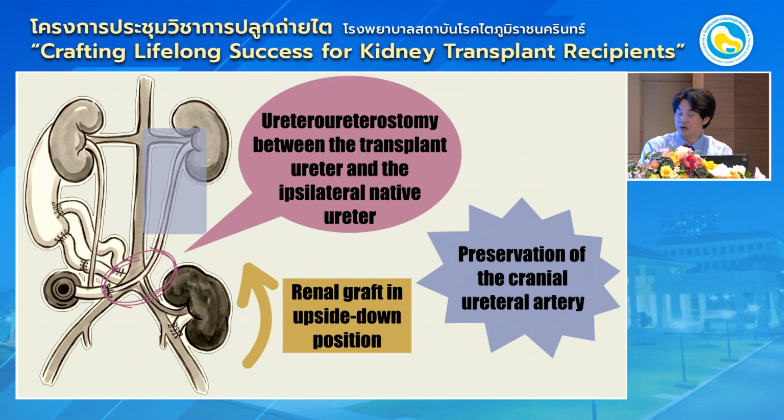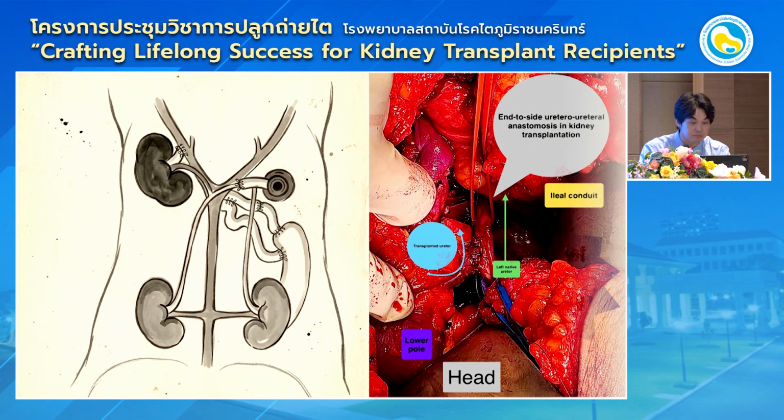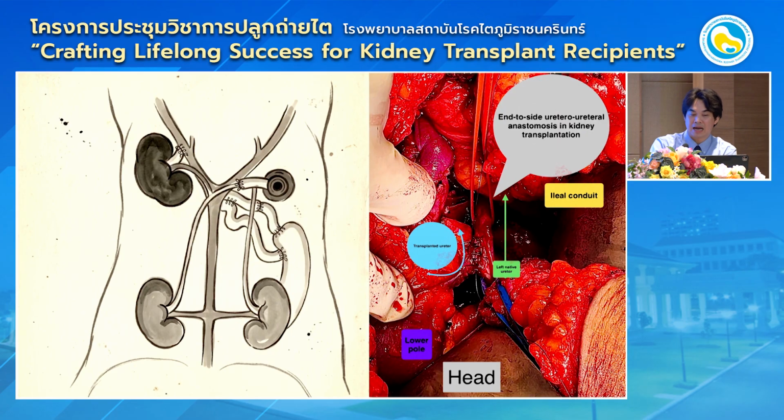The choice of the ureterostomy connecting the transplant ureter to the patient's native ureter also allows for the preservation of the cranial ureteral artery, facilitating a robust, well-vascularized anastomosis. Each of these steps is essential for ensuring a safe and functional anastomosis in this complex clinical setting. This is where I intend to compare the actual intraoperative findings with the diagram.